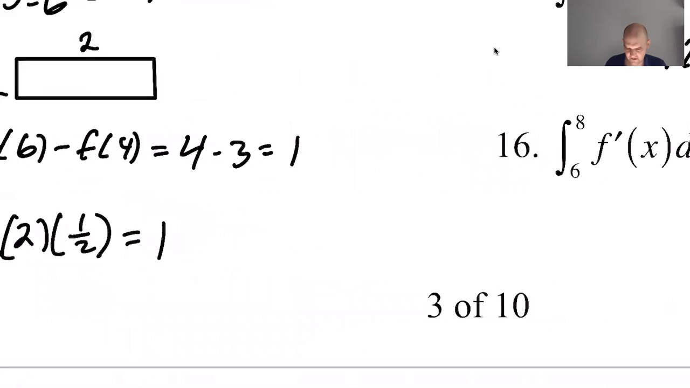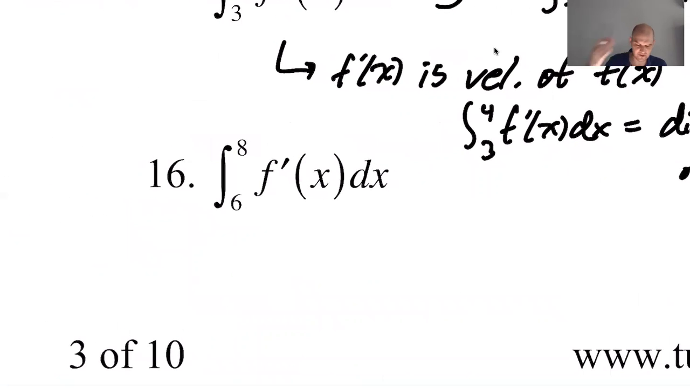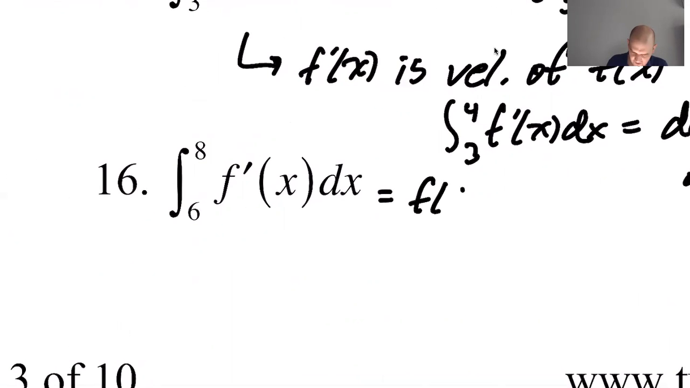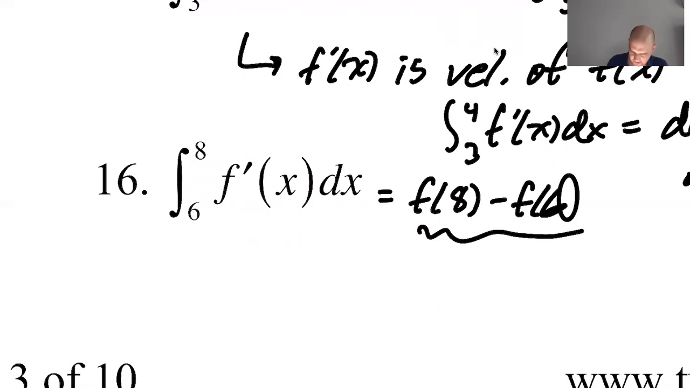Doesn't make a difference. I mean, it makes a difference in the way you think about it, but not really in general. So if I'm finding the displacement of that, I'm integrating the derivative, right? I'm integrating the velocity. It should give me the displacement. Displacement is where you end up minus where you start. So this should give me f of 8, where I end up, minus f of 6, where I start. This is my displacement.